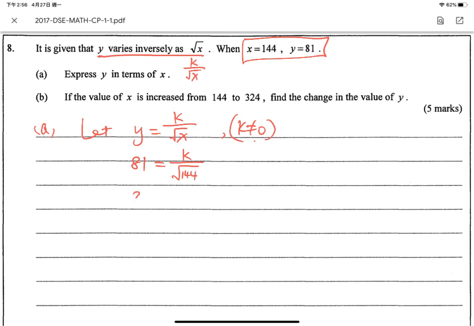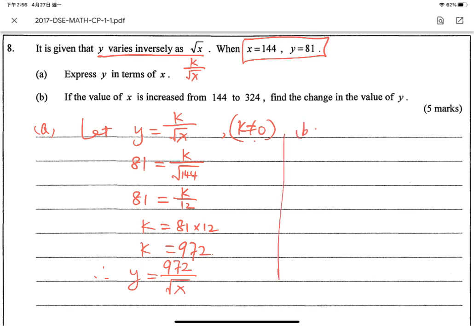The square root of 144 equals 12. So k just equal to 81 times 12. Just using a calculator, you can get the answer. 81 times 12, which is 972. So therefore we have the equation y equal to 972 divided by the square root of x. So this part A is finished. Let's move to part B.